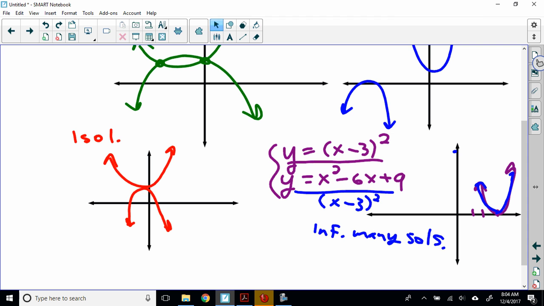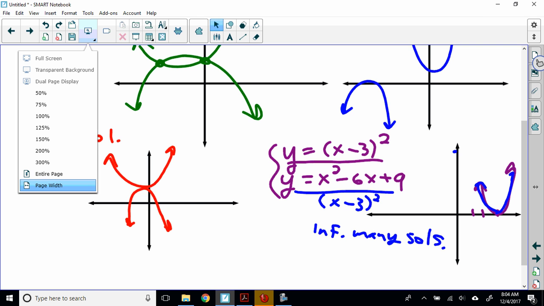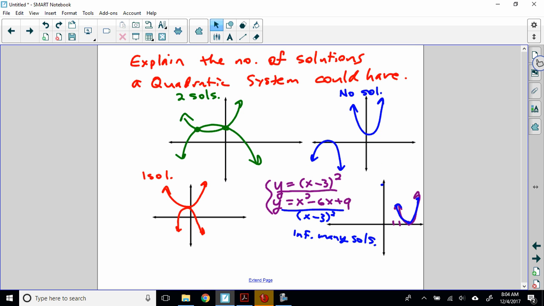So that's a test question that you're going to see on Thursday's chapter test. Explain the number of solutions a quadratic system of equations could have. Could have no solution, could have one solution, could have two solutions, or it might have infinitely many. How we doing?